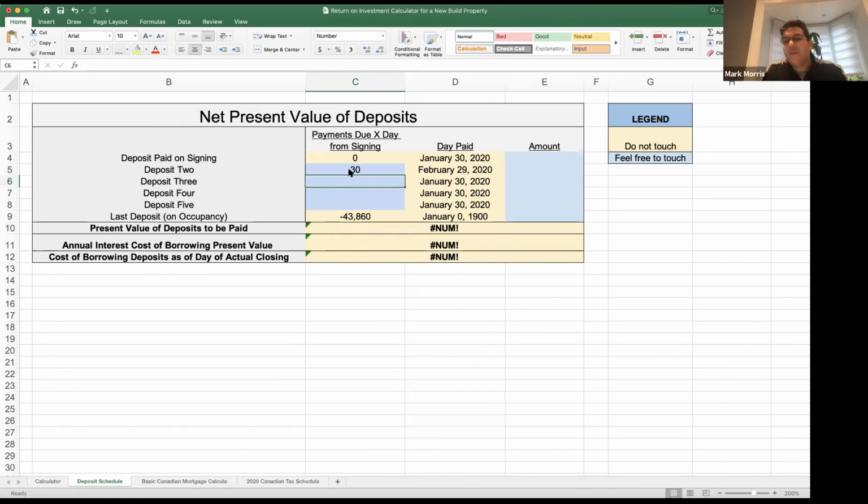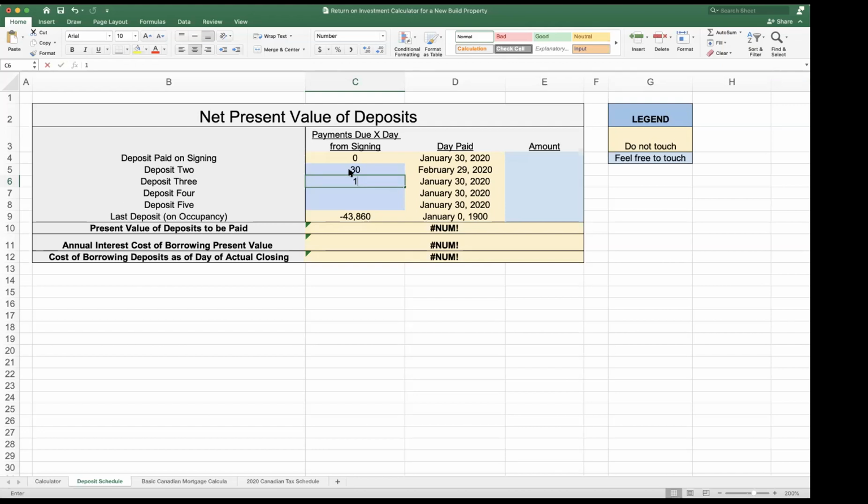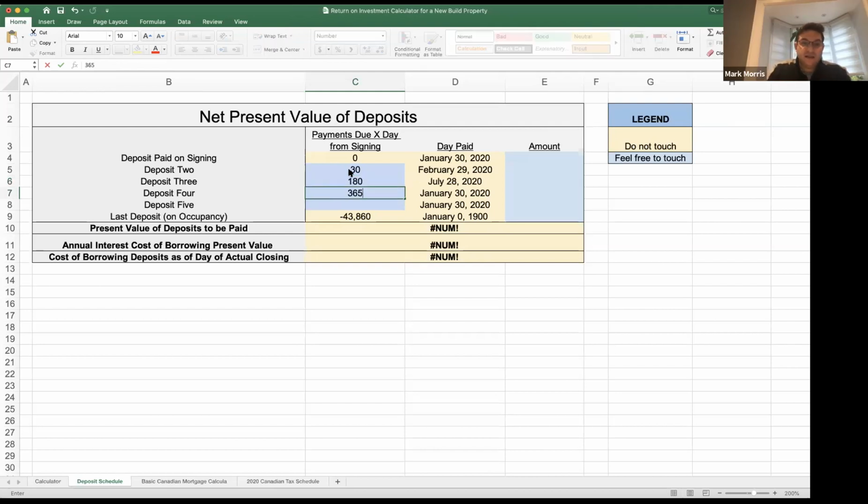Don't worry about how much is down. Just tell me the days that you usually contribute. So 30, 180, 365, and then occupancy. All right, I'm going to say 365, 600, let's just say, and then the last deposit on occupancy.